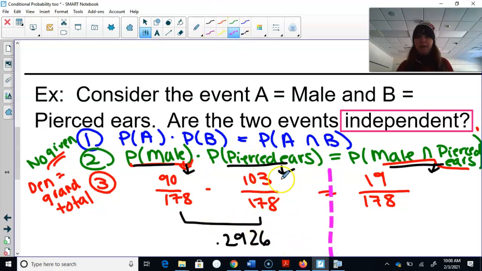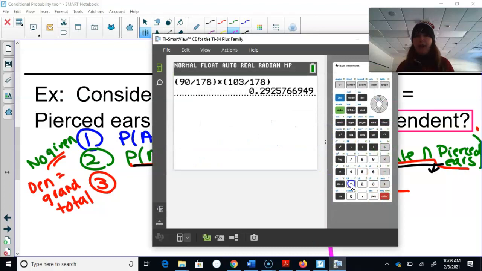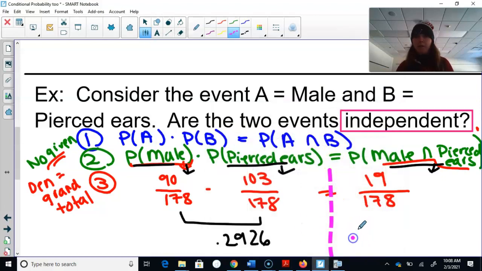Now what we have to do, guys, is it's like two separate problems. We did a problem on this side of the equal sign. Now we need to do a problem on this side of the equal sign. 19 divided by 178. That's equal to 0.1067.